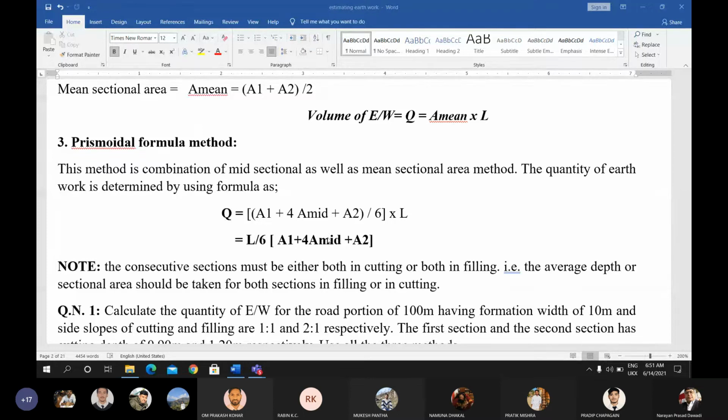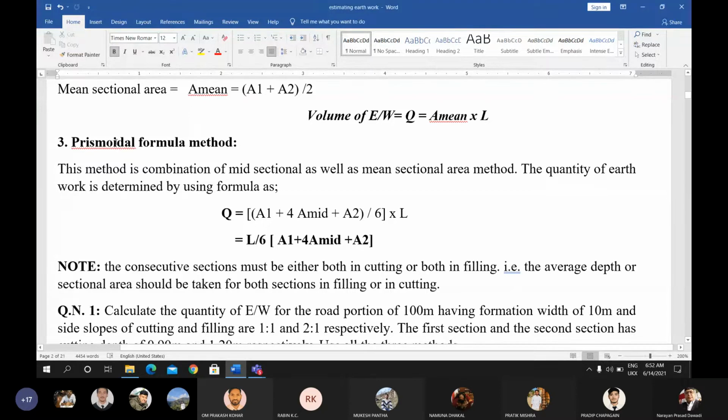Altogether you have 6 areas here: 4 area mid, 1 area A1 and 1 area A2, so it becomes 6. To get the average of these 6 areas, you have to divide by 6. That will be the area, and it is multiplied by the length between the sections, and you get the formula L by 6 into A1 plus 4 area mid plus A2. This is the Prismoidal formula.